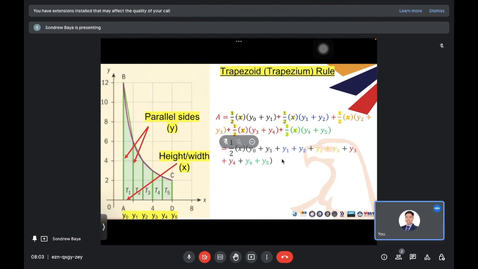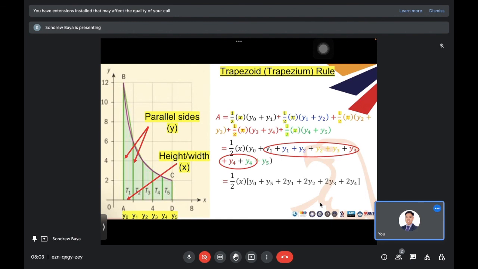However, we could still modify it because you can see that there are parts which are being added repeatedly. So we can modify this by saying that this will just be half of x times the quantity y sub 0 plus y sub 5, plus y sub 1 is added twice, so we can write it this way: 2 times y sub 1, 2 times y sub 2, 2 times y sub 3, plus 2 times y sub 4. Or if you want to modify it further, we could also write it this way. All right? And this now gives you the trapezium rule.